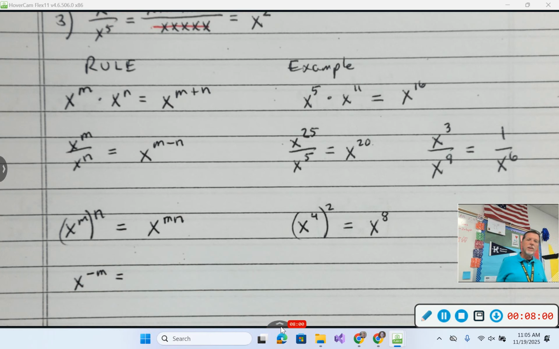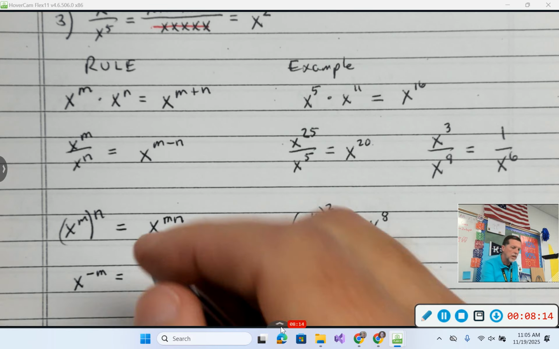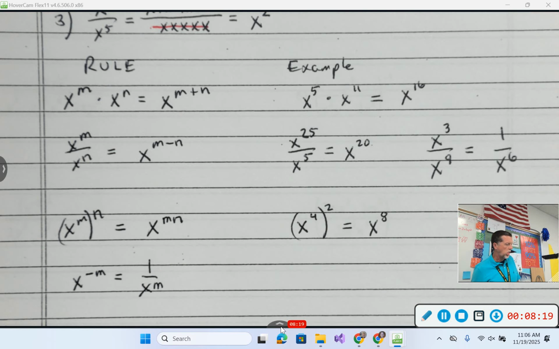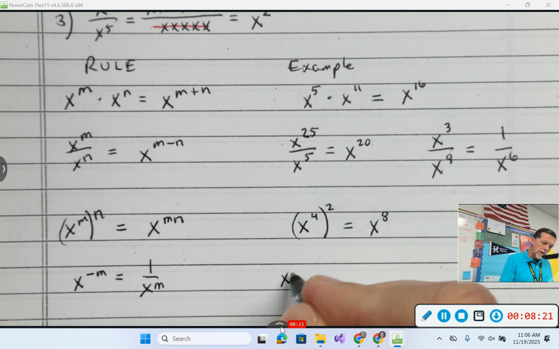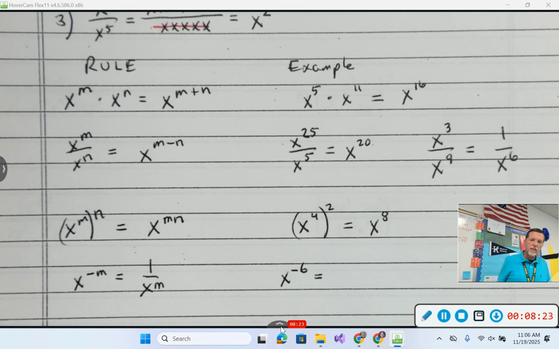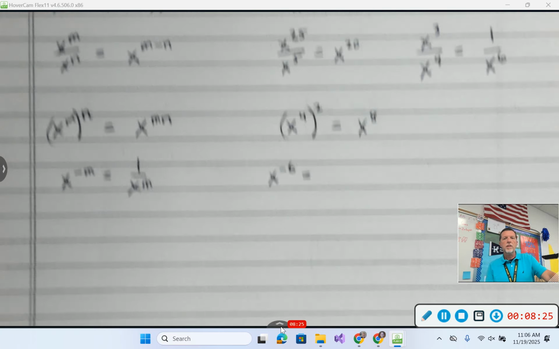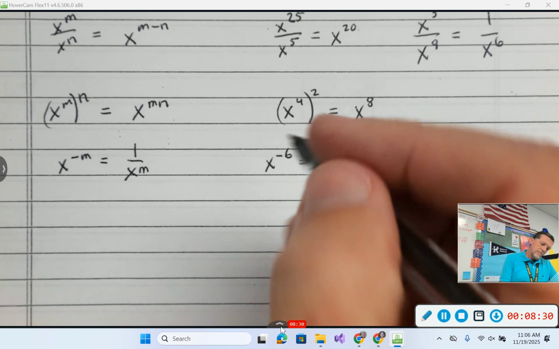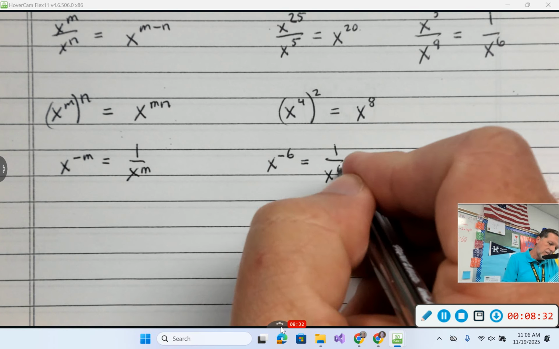And then lastly, what does a negative exponent do? 1 over. It flips it to the other side. If it's in the top, it flips to the bottom. If it's in the bottom, it flips to the top. So 1 over x to the m. So if I have x to the negative 6, that's another way to say 1 over x to the 6th.